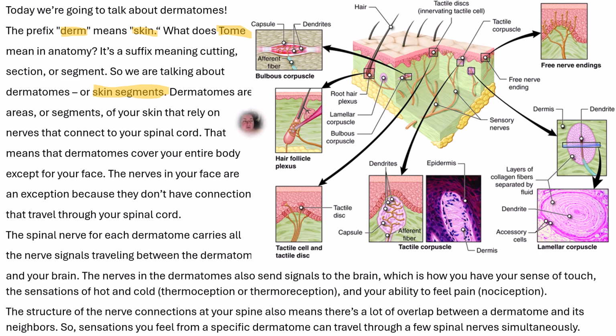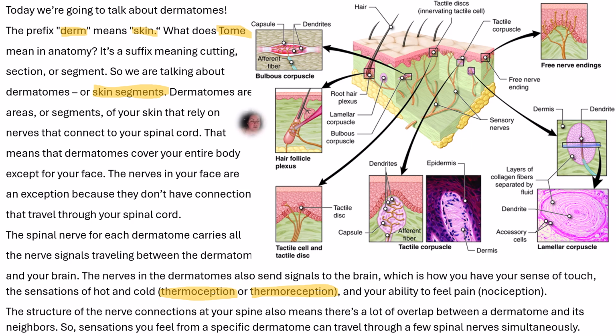That means that dermatomes cover your entire body except for your face. The nerves of your face are an exception because they don't have a connection that travels through your spinal cord. We'll talk about that in just a minute. But the spinal nerve for each dermatome is really important. It carries all of the nerve signals traveling between the dermatome and your brain. The nerves in the dermatomes also send signals to the brain, which is how you have your sense of touch. The sensations of hot and cold, remember, are thermoception or thermoreception, and your ability to feel pain, which is nociception.